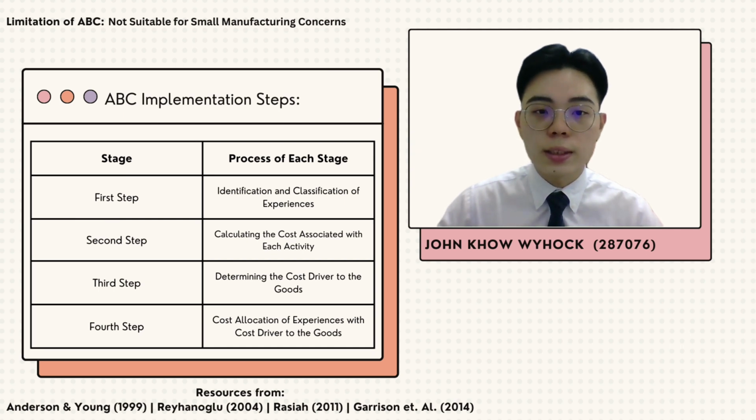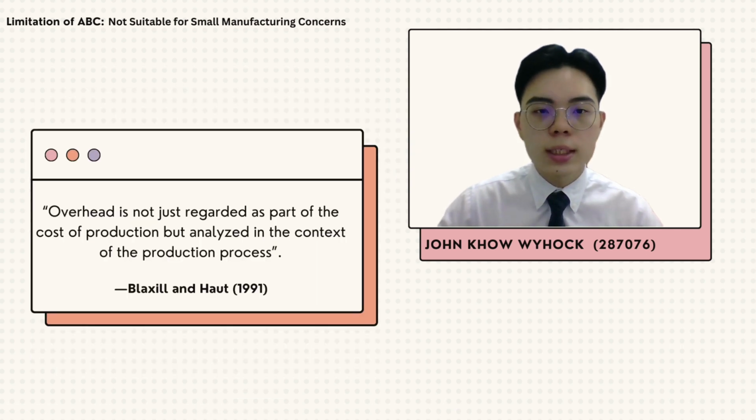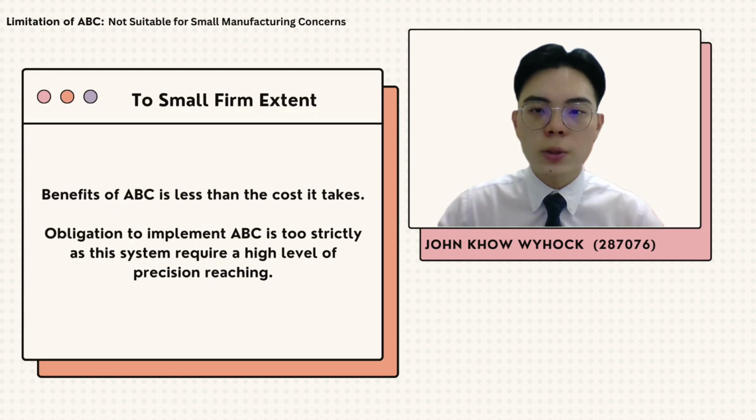According to the study by Basu and Hunt (1991), some companies that ask for the implementation of ABC forget the point that in this system, overhead is not just regarded as part of the cost of production but analyzed in the context of the production process. In other words, these firms need to be aware of the fact that the implementation of ABC requires managers to think tank, so that the production process for each stage is studied and analyzed.